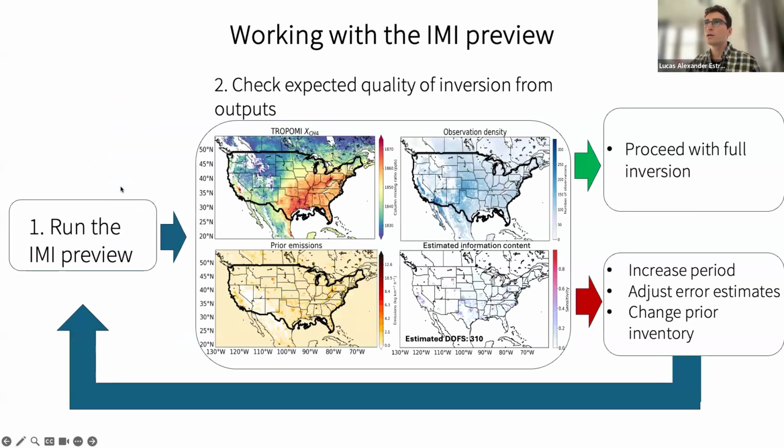So first, working with the IMI preview. Daniel Varon kind of explained how this works a little bit, but I'm just going to run through it real quick. Effectively, the IMI preview is designed to be a low-cost way of estimating the expected quality of your inversion. So you update your configuration files with the settings that you want. And then as a first check, you run the IMI preview to look at the observations, see where you have observations, see where you don't have observations, look at the prior emissions, as well as see the estimated information content going into the inversion. If you have sufficiently high information content and you're confident that you're going to get a good result from your inversion, you can then proceed with the full inversion. However, if you don't, there are several options for improving the quality of your inversion.